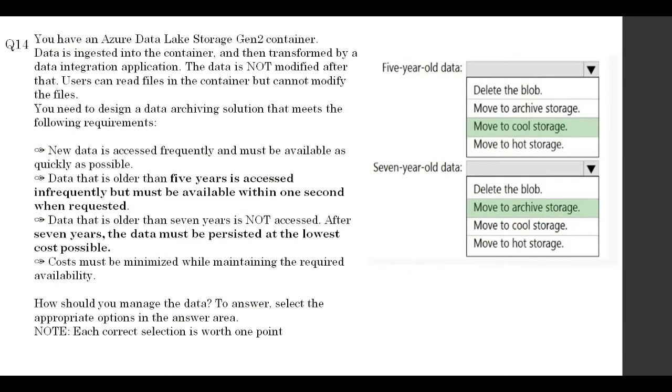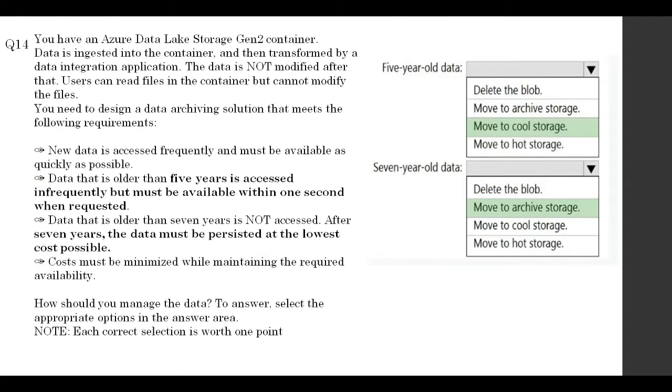So moving to question number 14. You have an Azure Data Lake Storage container. Data is ingested into the container and then transferred by a data ingestion application. The data is not modified after that. Users can read files in the container but cannot modify the files. You need to design a data archiving solution that meets the following requirements. The first is that new data is accessed frequently and must be available as quickly as possible. The second is that data older than 5 years is accessed infrequently but must be available within 1 second when requested. Data older than 7 years is not accessed, and must be persisted at the lowest cost possible. Cost must be minimized while maintaining the required availability.